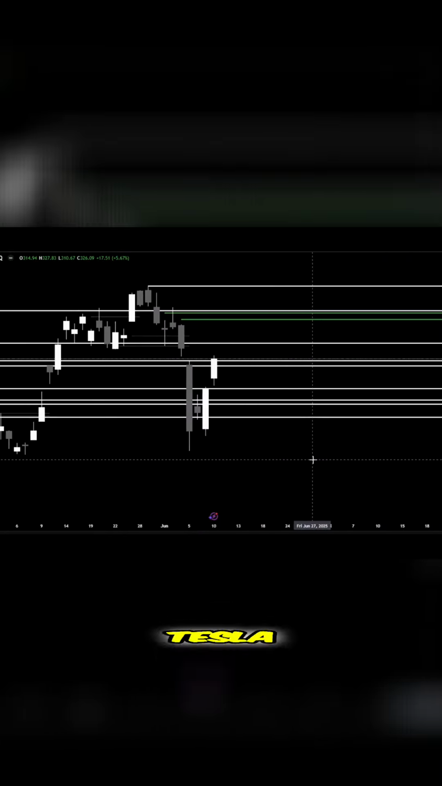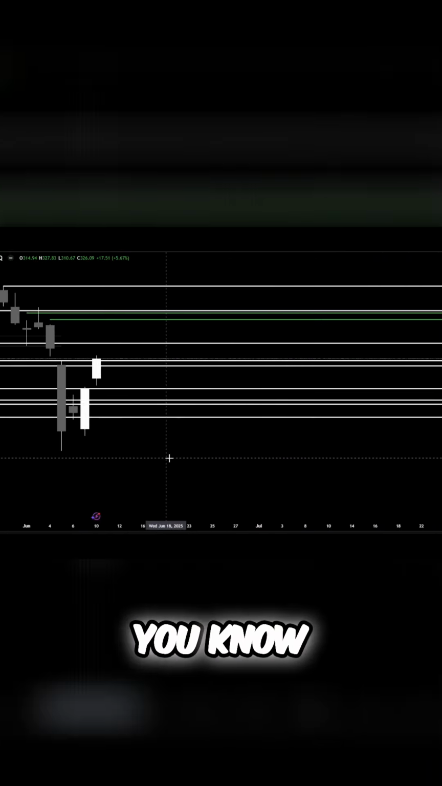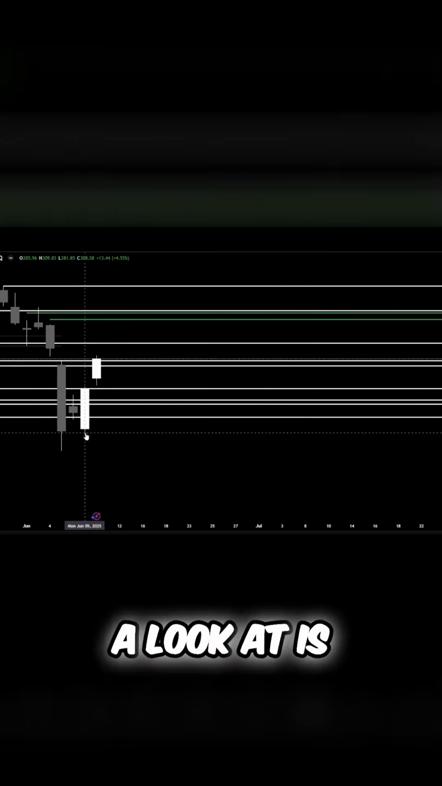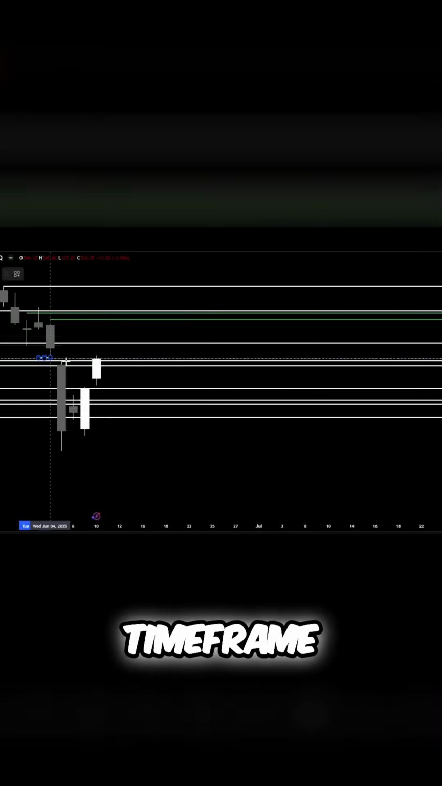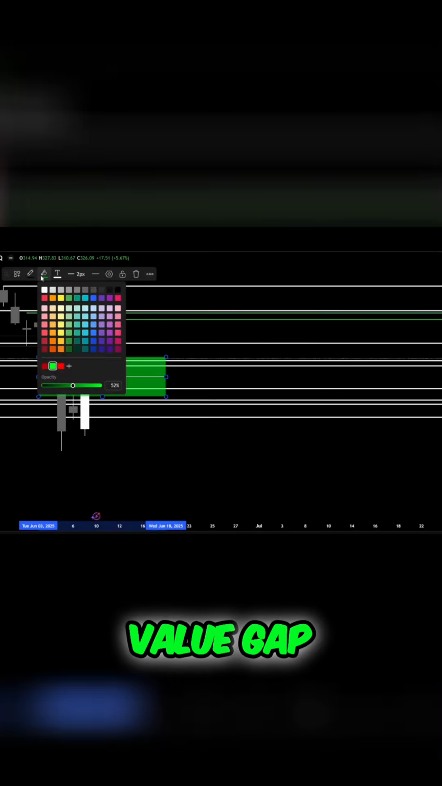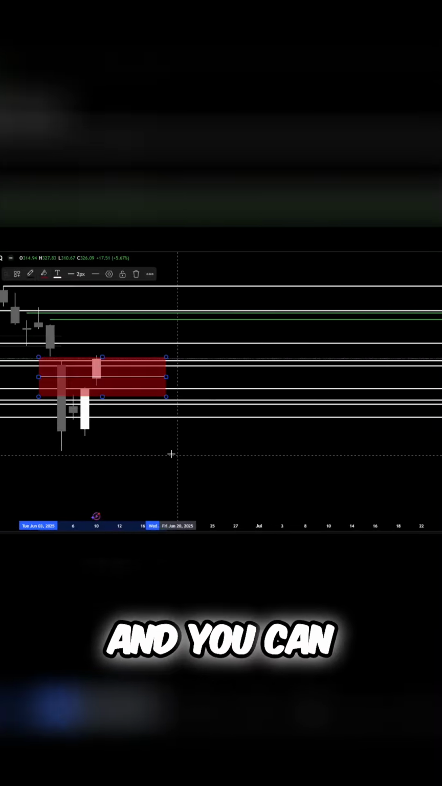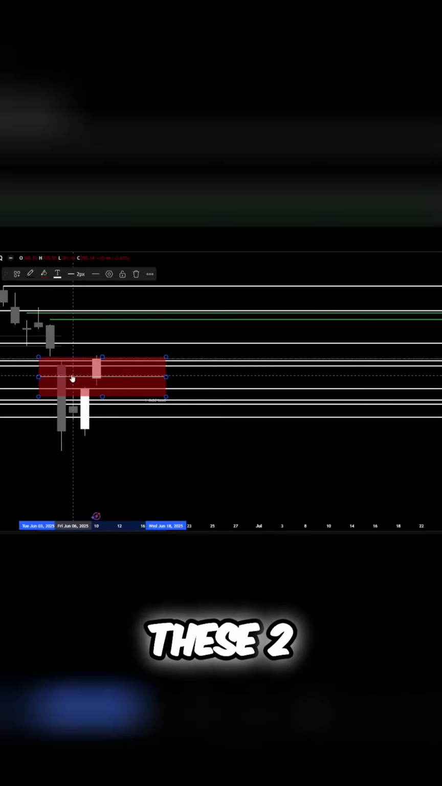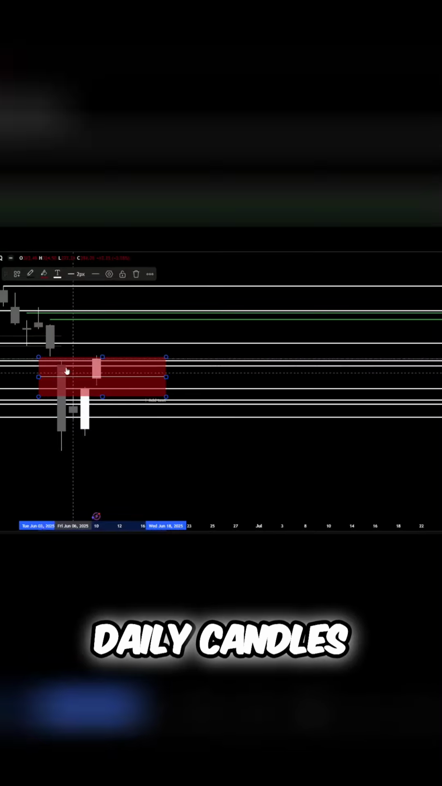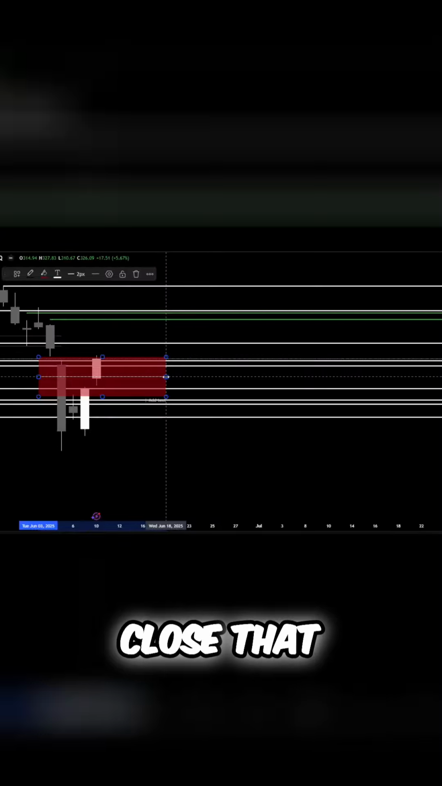Right now I got the Tesla daily chart pulled up. A couple things we want to just take a look at on a daily time frame. There's a large fair value gap right here, and you can see we're pushing up to the top of that fair value gap. Okay, if we do close that fair value gap, there's still a volume imbalance here between these two daily candles, a gap, if you will, and we'll be looking to push up and close that.